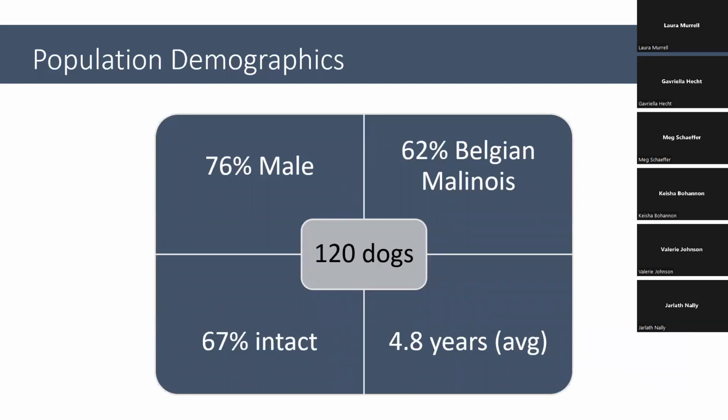Our study began November 30th of last year, and as of April 1st, our preliminary results show our sample has 120 working dogs enrolled. 76% of the sample is male, 62% are of the Belgian Malinois breed, 67% are intact, and the working dogs are 4.8 years old on average, with a range from about 1 to 10 years.